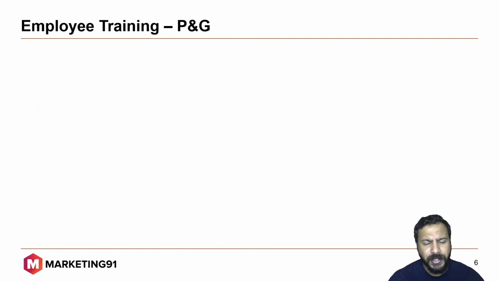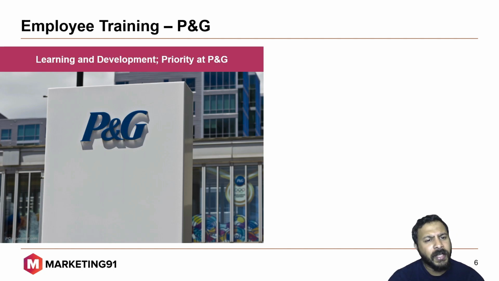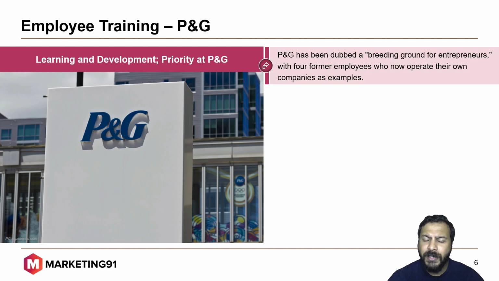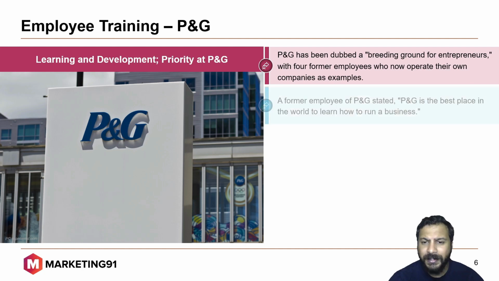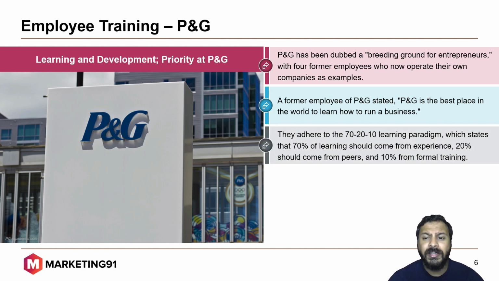Let's start with P&G. Learning and development is a priority at P&G. P&G has been dubbed a breeding ground for entrepreneurs, with 4 former employees who now operate their own companies as examples. A former employee of P&G stated, "P&G is the best place in the world to learn how to run a business." They adhere to the 70-20-10 learning paradigm, which states that 70% of learning should come from experience, 20% should come from peers, and 10% from formal training.